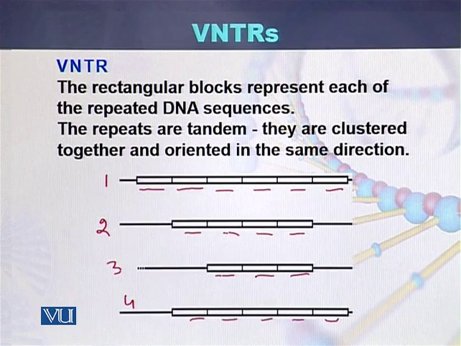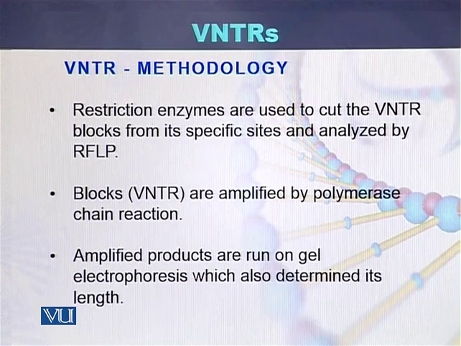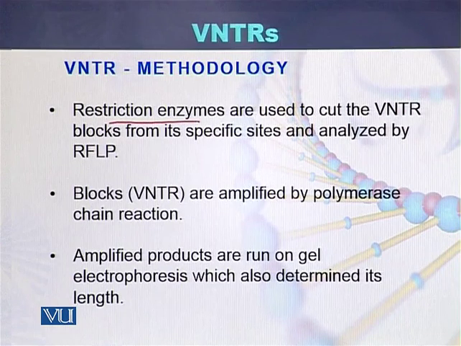So we can say that these blocks represent the repeated DNA sequence, and these repeated DNA sequences shown in the form of blocks vary between individuals, and they are usually clustered together and have the same orientation on the DNA strand. So how to study the VNTRs in individuals or in different organisms? Usually the methodology of the VNTR is that restriction enzymes are used to cut the VNTR blocks from a specific site and analyzed by RFLP.